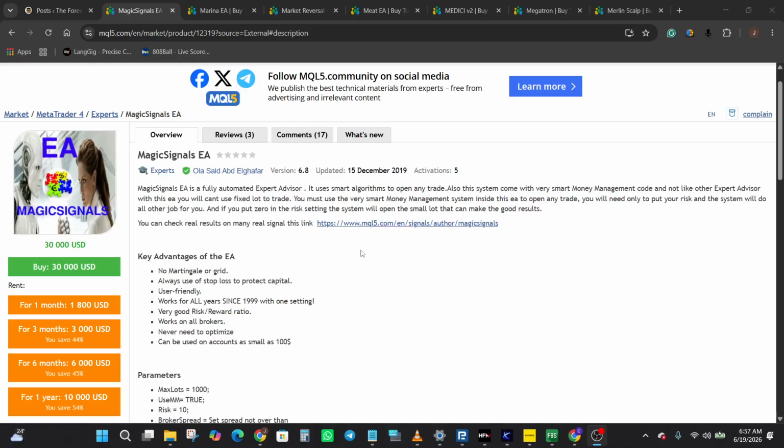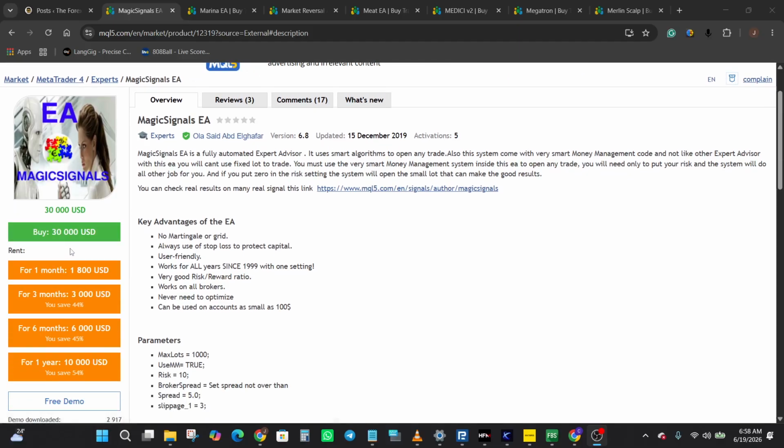Starting here on the MQL5 Marketplace page, MagicSignals EA is developed by Ola Said Abd El Ghaffar. The current version shown is version 6.8, updated on December 15th, 2019, and the product is available for purchase at 30,000 US dollars, with various rental options available for traders who prefer shorter term access.